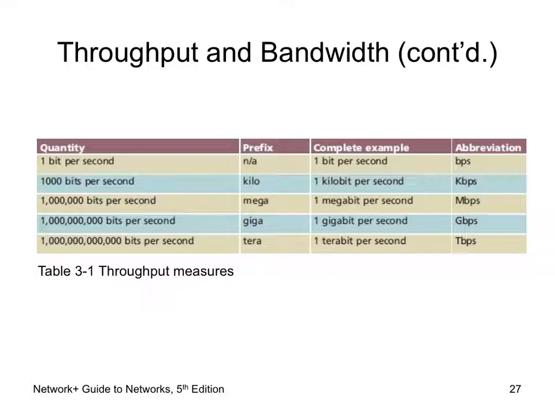So here's an example of throughput measures. You've got quantity, 1 bit per second, complete example, 1 bit per second, no abbreviation.